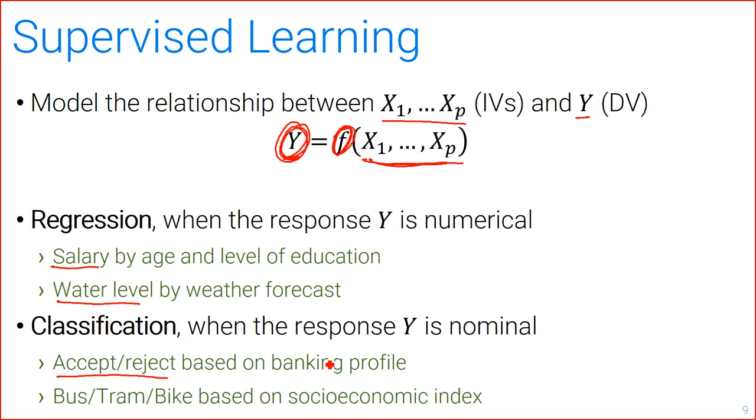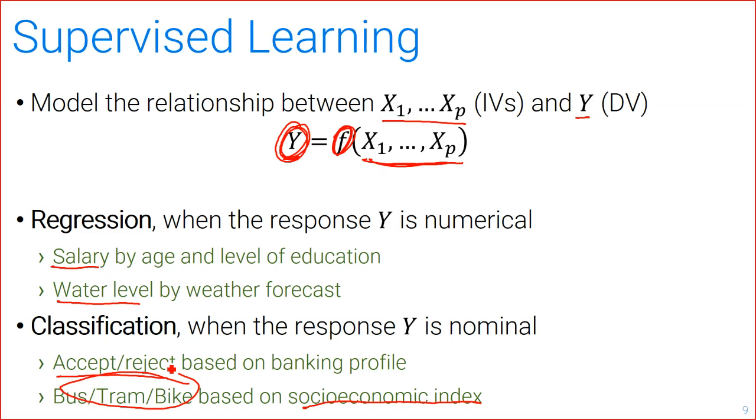You can think, for example, of the problem in which we want to model whether people take the bus, the tram, or the bike based on their socioeconomic status. So we have here the independent variables, and the dependent variable is one of bus, tram, or bike. What transport method do they use? So this is supervised learning. And again, the question is, can we build a model to represent the relationship between independent variables and the one dependent variable? And then depending on the type of the dependent variable, we talk about regression or classification.